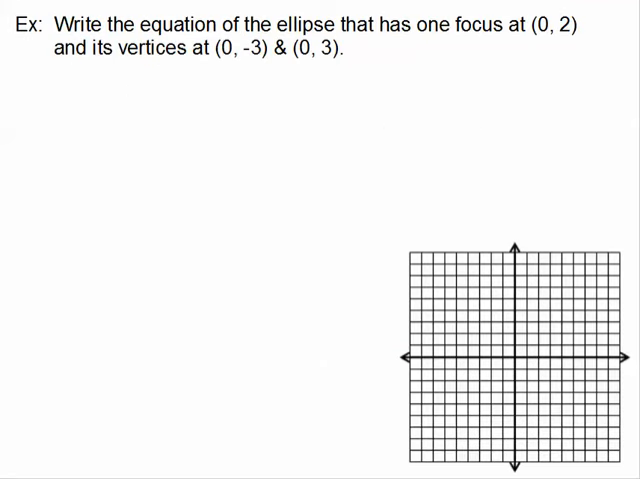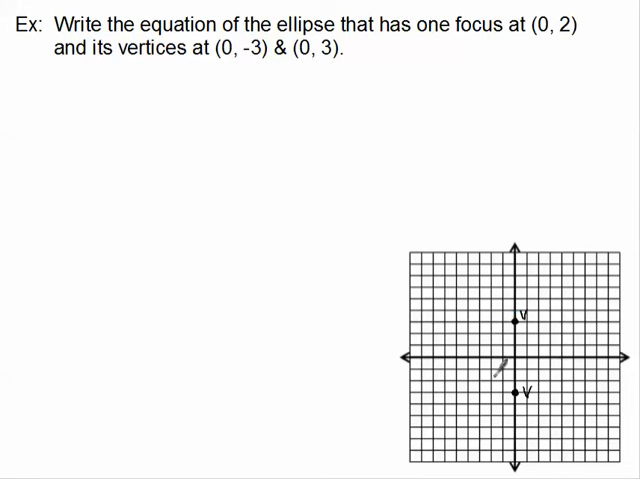Let's look at our first example. Okay, so we are to write the equation of the ellipse that has one focus at (0, 2), and its vertices at (0, -3) and (0, 3). So I've got a little graph paper here because I think that visually this helps me. So I'm going to go ahead and plot these points. I know that my vertices are at (0, 3) and (0, -3). So (0, 3) is up here. I'm going to label that with the V for vertex, and (0, -3) is down here. I'm going to label that with the vertex.